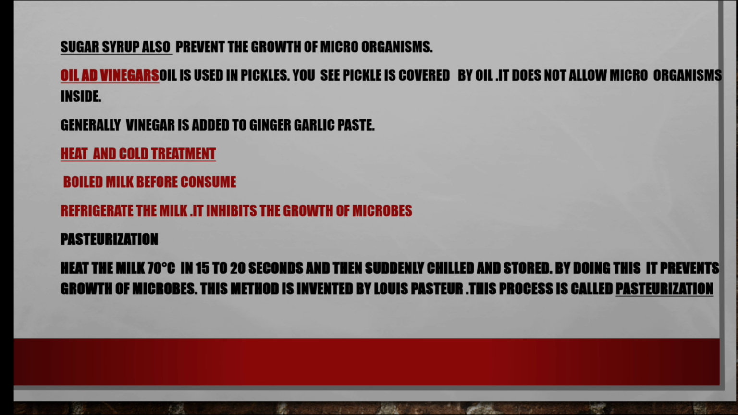Heat and cold treatment. Milk is boiled before consumption, as you already know. Refrigerating the milk inhibits the growth of microbes. What is pasteurization? Heat the milk to 70 degrees Celsius for 15 to 20 seconds, then suddenly chill and store it. By doing this, it prevents the growth of microbes. This process is called pasteurization, and it was invented by Louis Pasteur.